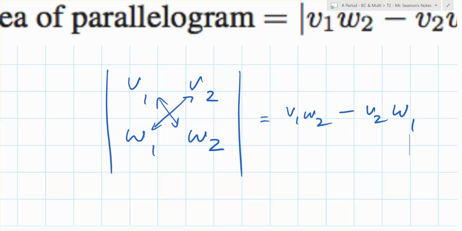You can find the determinant of any square matrix. What's a square matrix? Same number of rows and columns. You can find the determinant of any square matrix. You use this to find the inverse of matrices.